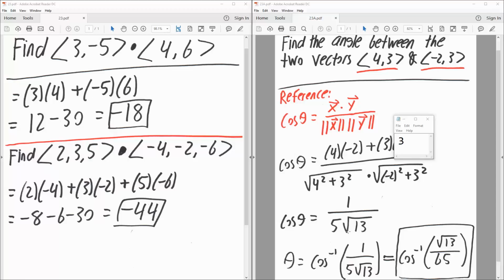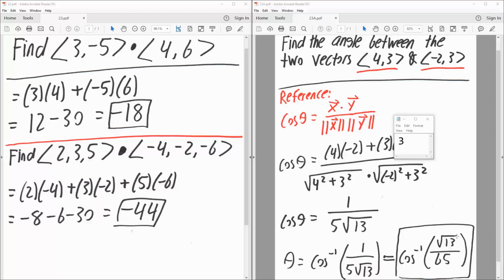And so the last step is to get the angle. So we can say that theta is equal to cosine inverse of this. So 1 divided by 5 times the square root of 13. We can rationalize the denominator by multiplying the numerator and the denominator by the square root of 13. So 1 times the square root of 13 would give us the square root of 13. 5 times square root of 13 times the square root of 13 would be 5 times 13. So that's going to be 65. And so this would be the angle.